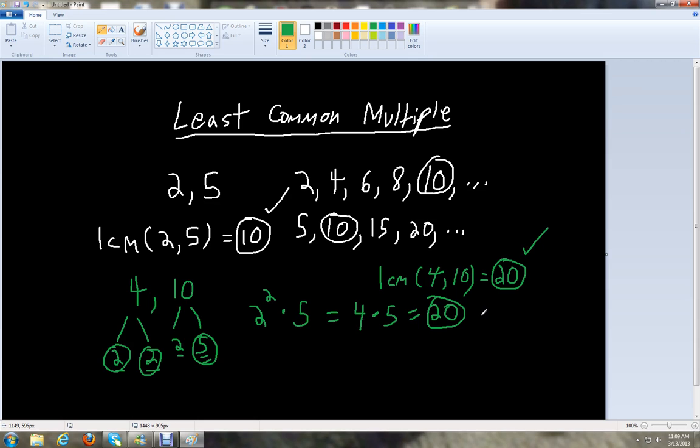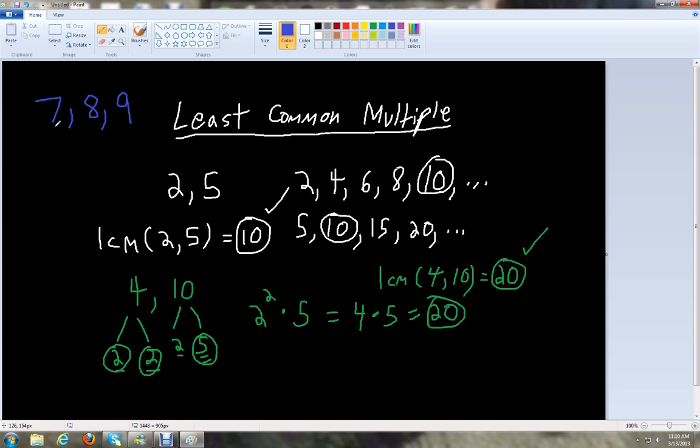Okay, so the last one we're going to do is, what if we have something like 3 numbers where we could find the least common multiple? So if we have 3 numbers this time, let's say we have 7, 8, and 9.